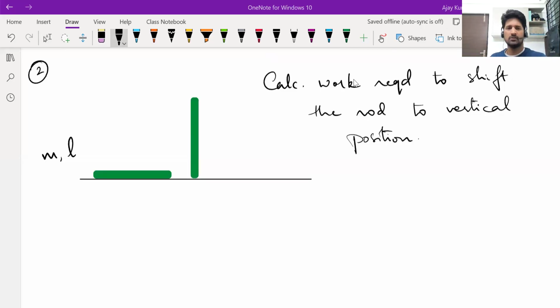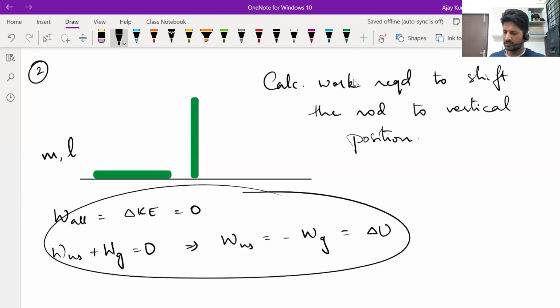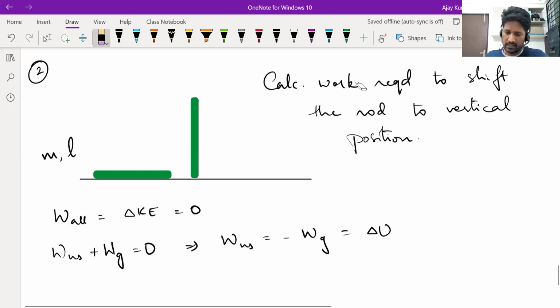See, we just need to change the orientation of the rod. So you can use the idea that work done by all forces is equal to change in kinetic energy. Change in kinetic energy is 0. So work done by us plus the work done by gravity should be 0. Means the work done by us should be negative of work done by gravity, which is nothing but change in potential energy. Instead of all this, you could have directly said the work we need to do is the potential energy given to the rod. That's all. And the rod is an extended system. It's not a point object.